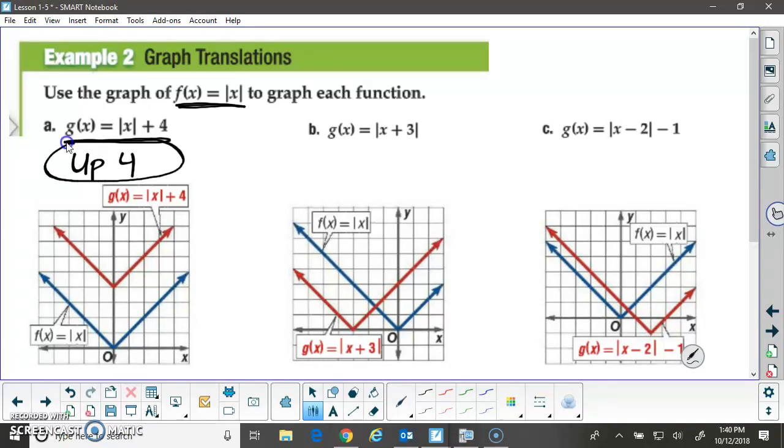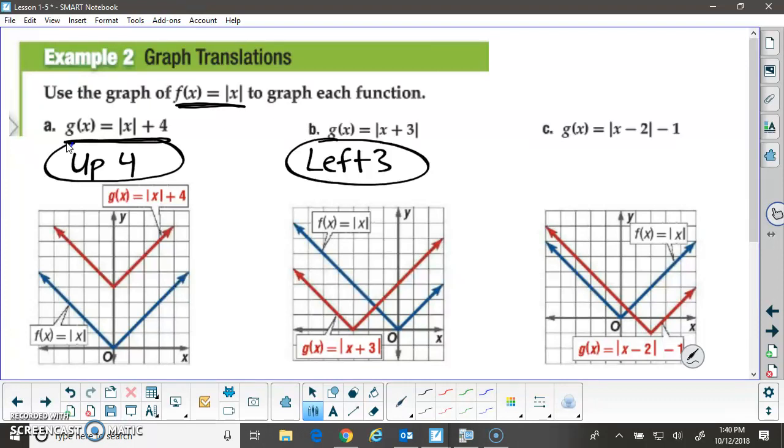The next one, you can see from the equation that the plus 3 is on the inside. If the plus 3 is on the inside, it's going to affect it horizontally, so it's going to shift it left or right. And you've got to think illogically. The plus 3 would move it to the left 3. That would be our transformation. And you can see down below, the original graph is in blue. The transformed graph has been shifted to the left 3, which is in red.